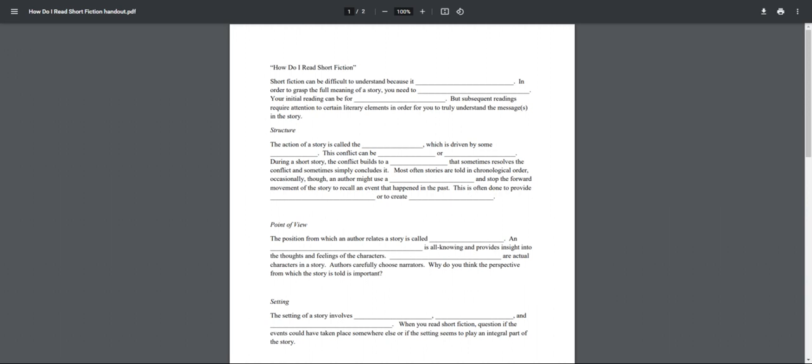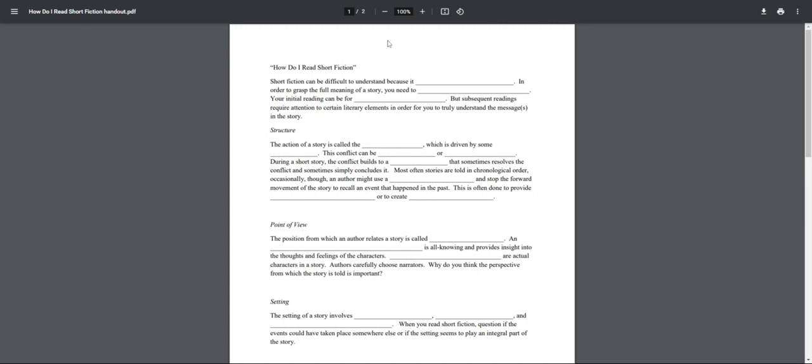First-person narrators are actually characters in the story, okay? And authors carefully choose those narrators, okay? So I want you to think when you read, why did a particular author choose to tell this story from this perspective? And how would the story be different if a different character told the story, or if it was told from a different point of view?